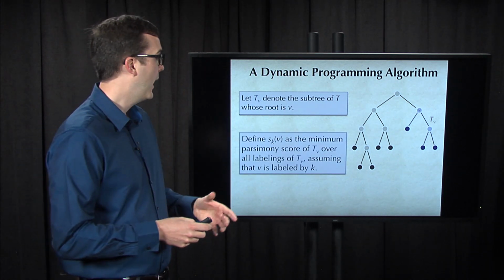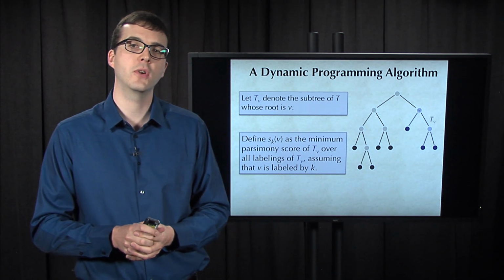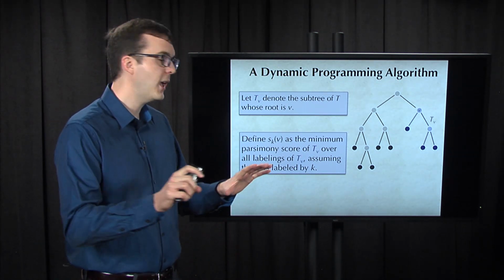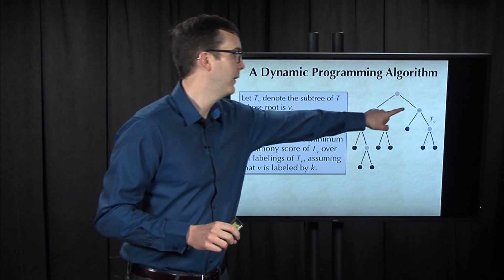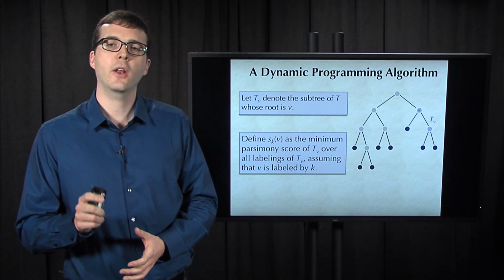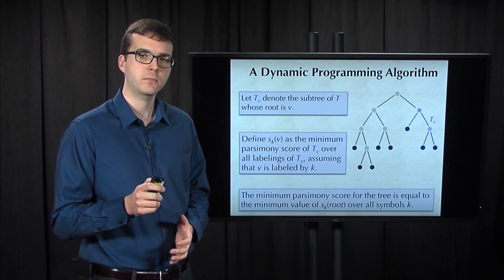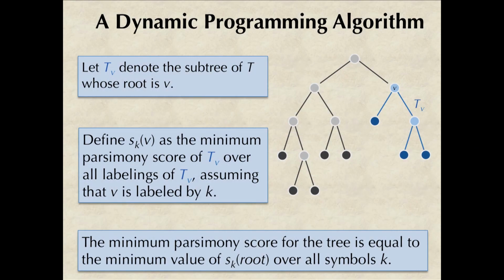Then define S sub k of v as the minimum parsimony score of the subtree T sub v over all possible labelings of T sub v such that the node v is labeled by symbol k. Note that according to this definition, the minimum parsimony score of the entire tree T is equal to the minimum value of S sub k at the root taken over all symbols k.